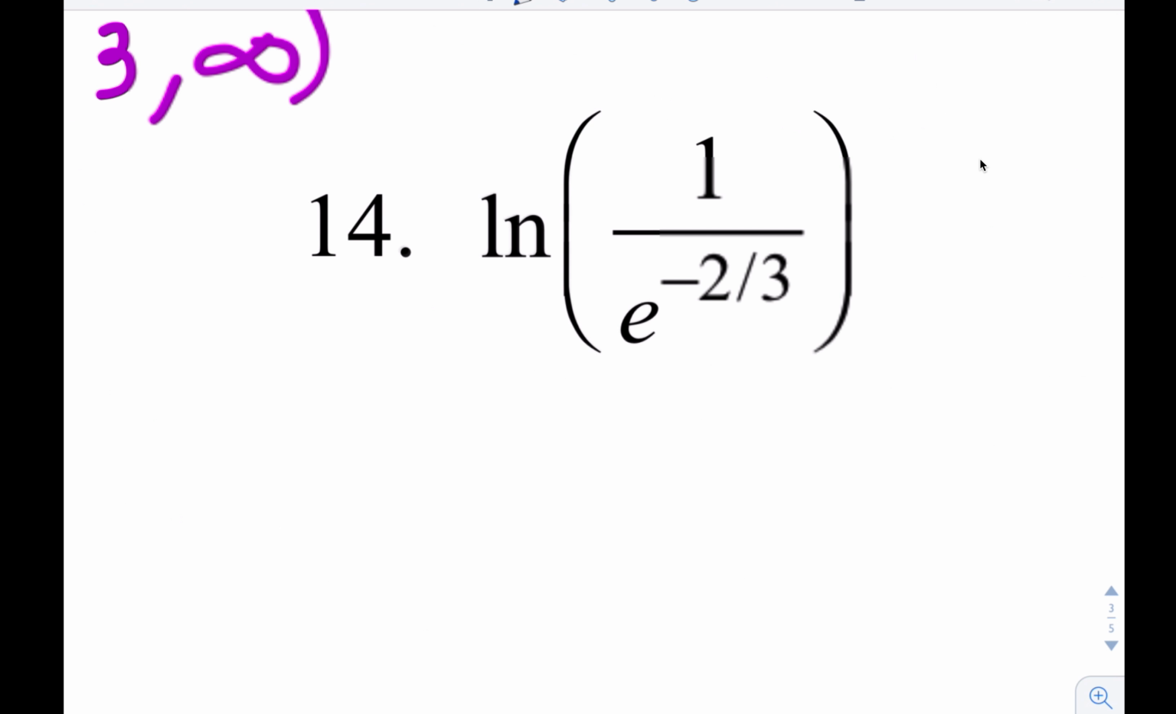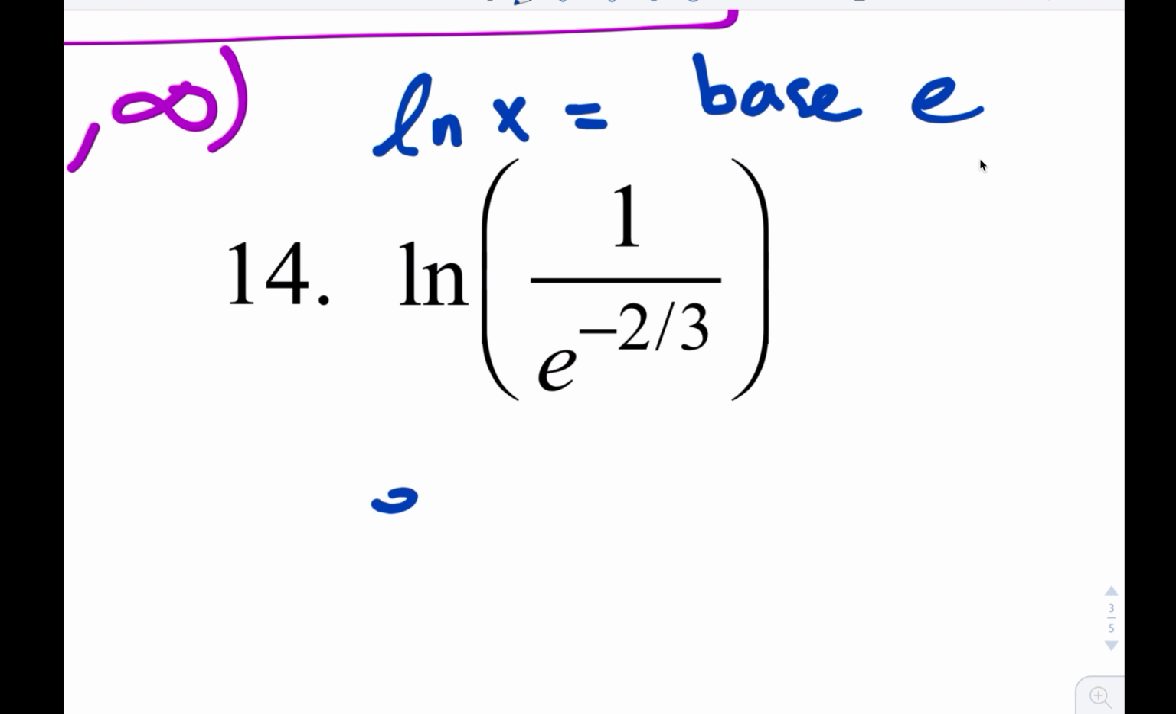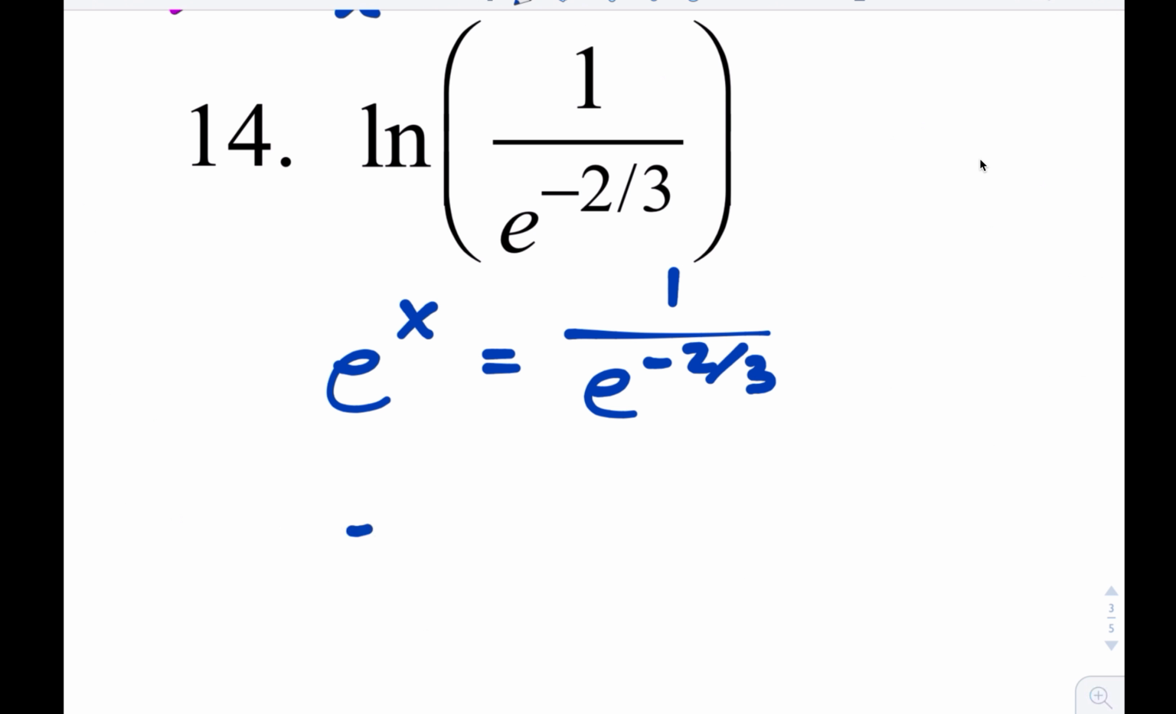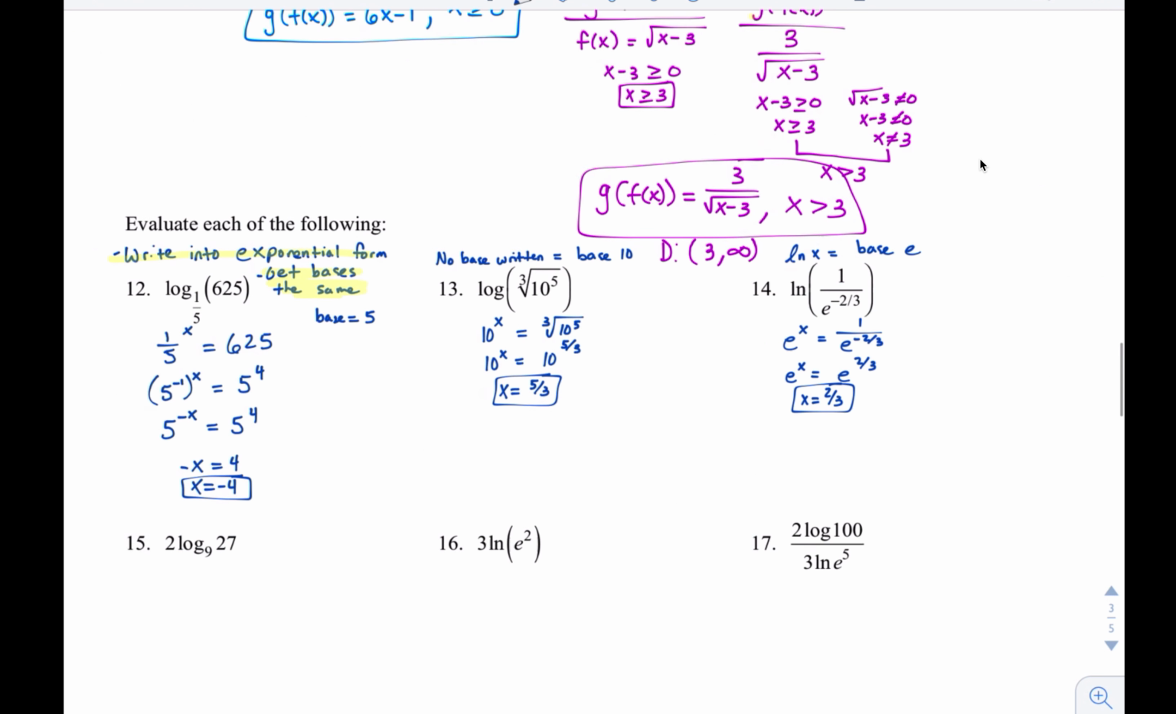All right, and then number 14: ln of 1 over e to the negative 2/3. If it's ln of x, it's base e. We talked about that already. So this is e to some power gives me 1 over e to the negative 2/3. Now 1 over e to the negative 2/3 is actually e to the 2/3. If you use your properties of exponents, if it's negative, you need to move it. So that means that x must be 2/3.